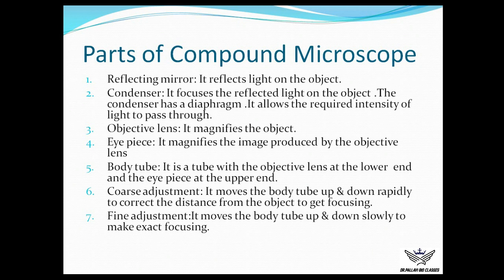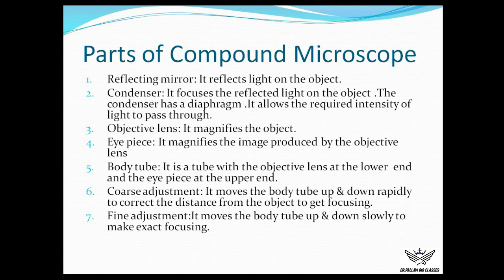Now here the first part of the compound microscope is reflecting mirror. Now this reflecting mirror is used to reflect the light on the object. The object which we have placed on the slide, or whatever slide we have, and we want to see that object. On that object we can reflect the light with the help of this reflecting mirror.